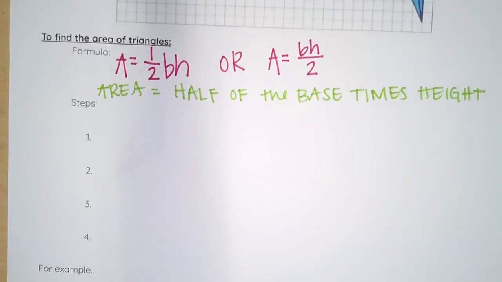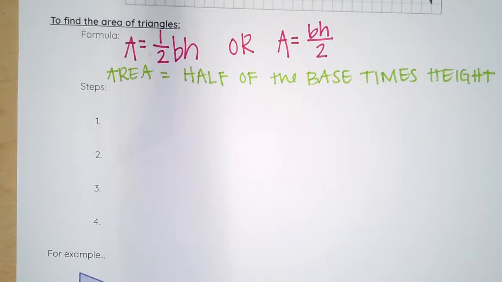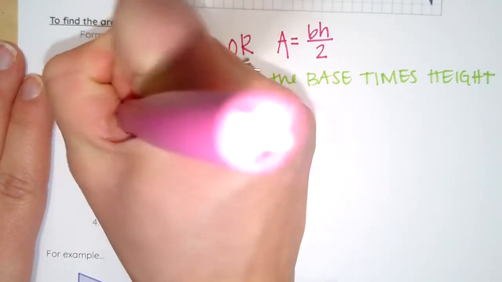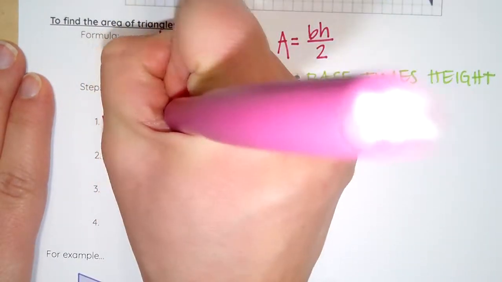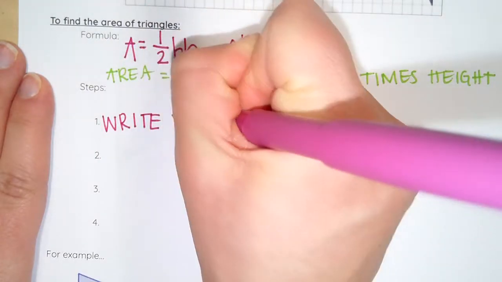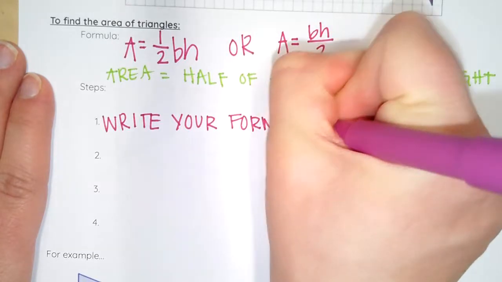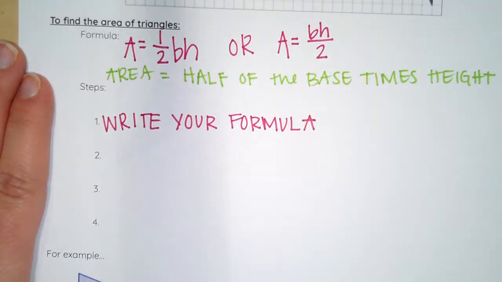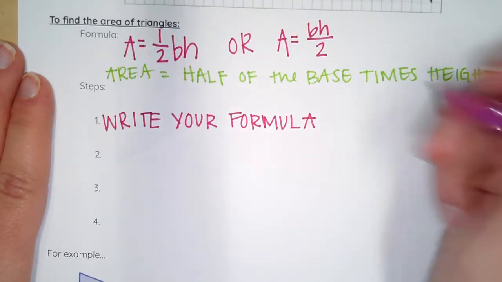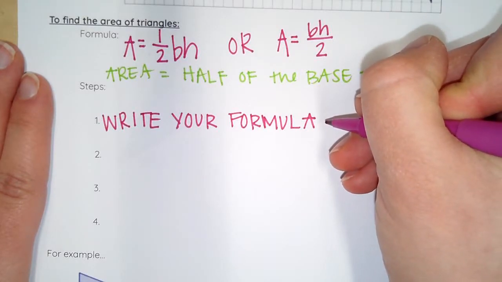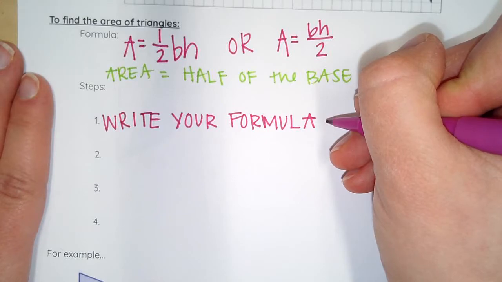Our steps when we are finding the area of a triangle. Our first step when finding the area is always write your formula. So your formula should be at the top of every single problem you solve. No exceptions. You need to practice. You need to have these memorized. I need to see them on your paper.